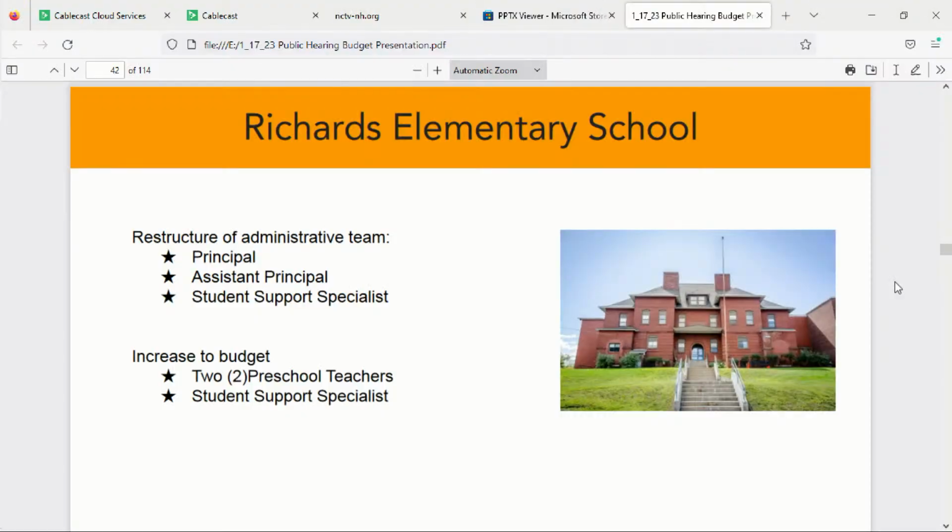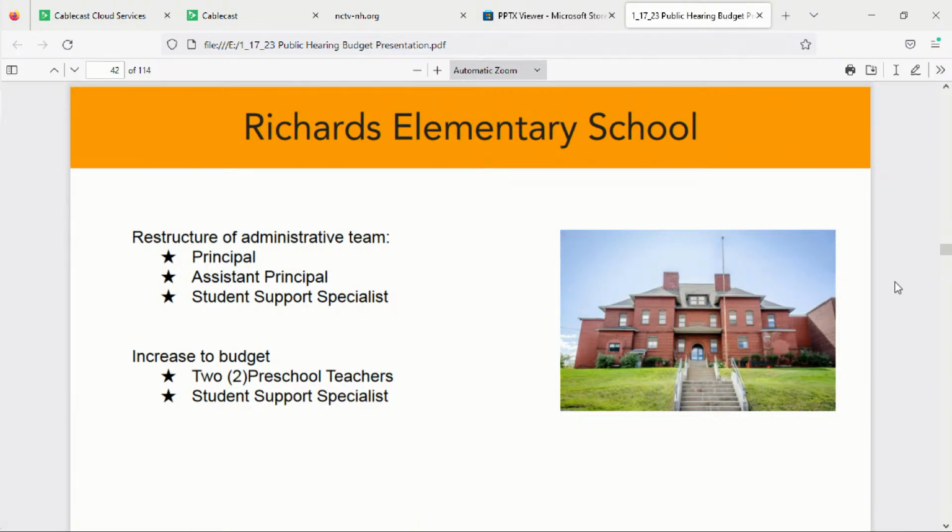All right, so Rob, the building principal at Richards, is going to speak since there are no questions regarding special ed. Rob, the floor is yours. Thank you. Good afternoon. Looking at next year, we're looking to restructure our administrative team at Richards, home of the Tiger Cubs. We're looking to go principal, assistant principal, and add a student support specialist.